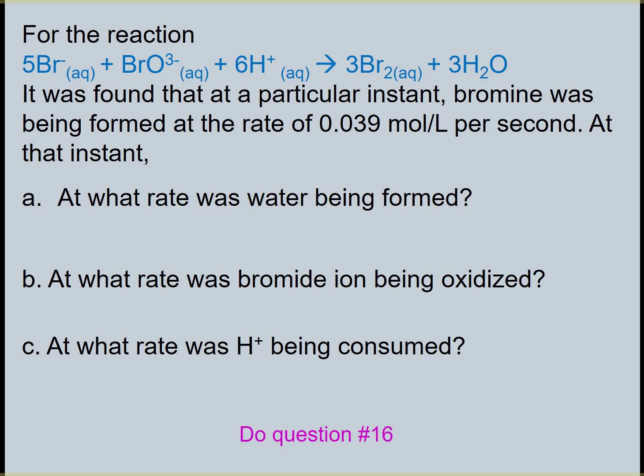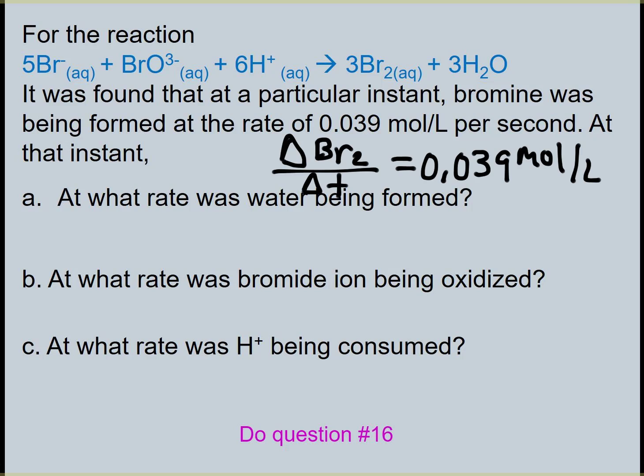So let's look at this balanced equation. So we have 5 moles of bromide ion, and then we have a bromate ion, and then we have a hydrogen ion, and that yields bromine and water. And I have a 5:1 to 6:3 to 3 ratio. This problem is a little bit more complicated because the coefficients are so large, but hopefully you can grasp what's going on. So we are given the bromine, so I would write that as the change in concentration of the bromine over the change in time is equal to 0.039 moles per liter per second.